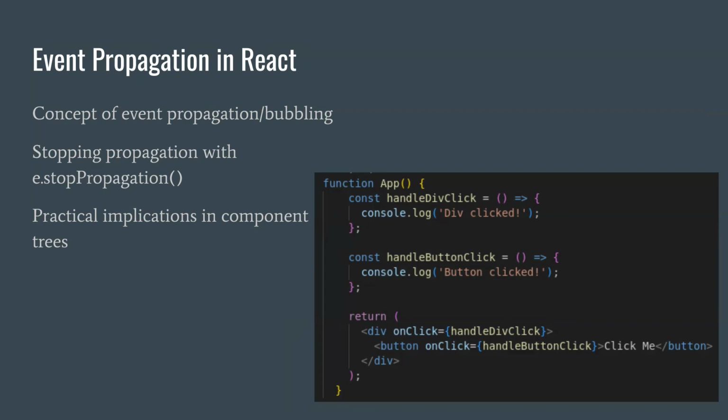React provides a method called e.stopPropagation in the event object for this purpose, and understanding this concept is key to managing complex event scenarios in your application. We'll see an example of e.stopPropagation.